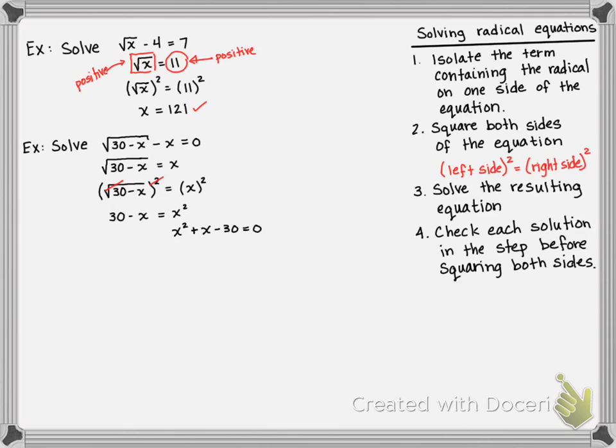So then we're going to factor the left side. So we get x plus 6 times x minus 5 equals 0. We'll set each factor equal to 0.